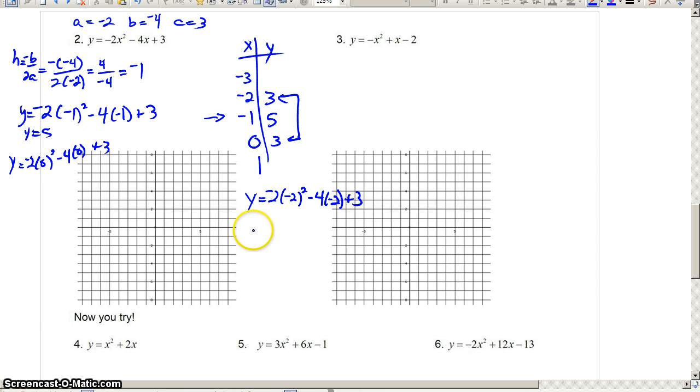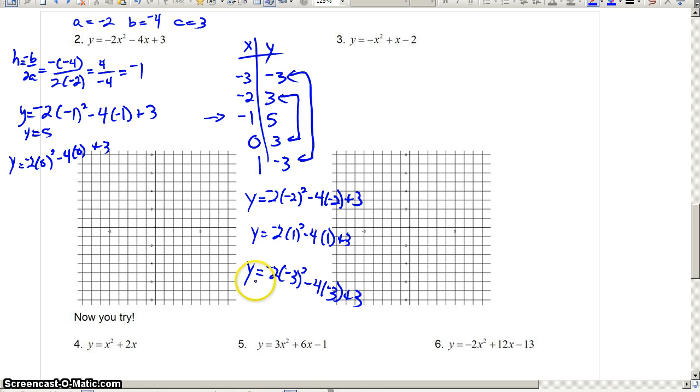Plug in a 1 real quickly. Well, -2 times 1 squared minus 4 times 1 plus 3. You're going to see very quickly that you'd get a y value of -3. Don't just assume that when you plug in -3 that would get you another y value of -3. Do check it. If you ever quickly make a mistake, this is your chance to check it. But hopefully you would see very quickly that you do in fact get a -3.